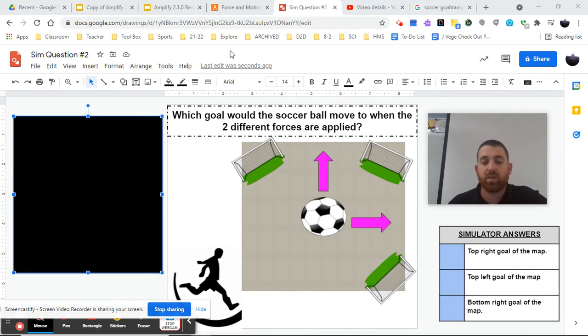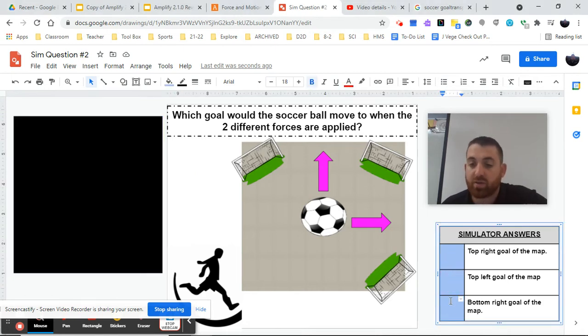So thinking about our key concepts, thinking about what we know about force and velocity and direction, go ahead and answer the question on your Google slide by placing your X in whatever answer you think is correct, and pause the video and then restart it once you're ready to go over the answers.